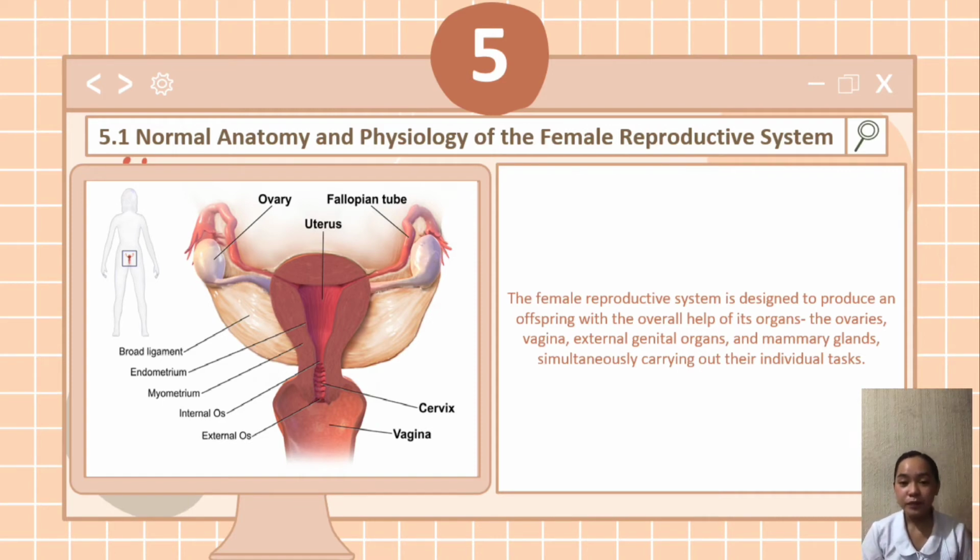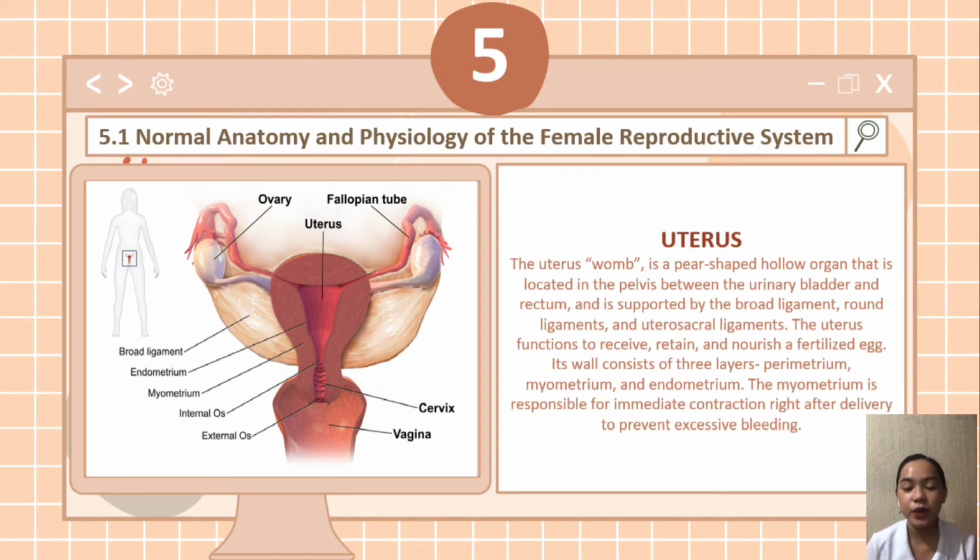Then, we have the external genital organs. These include the mons pubis, labia majora, labia minora, and the clitoris. The area containing these organs is called the vulva. And mammary glands, simultaneously carrying out their individual tasks.